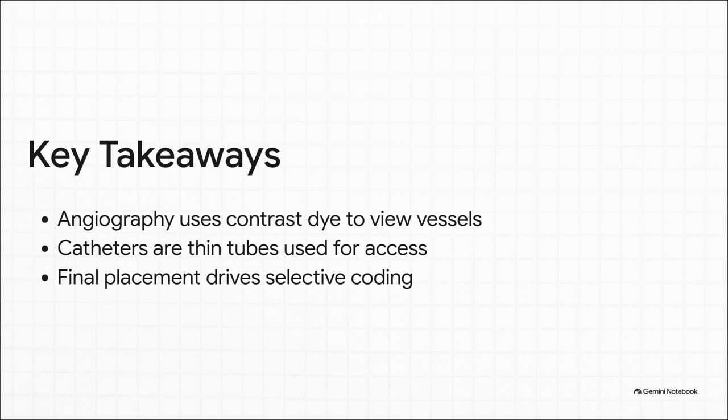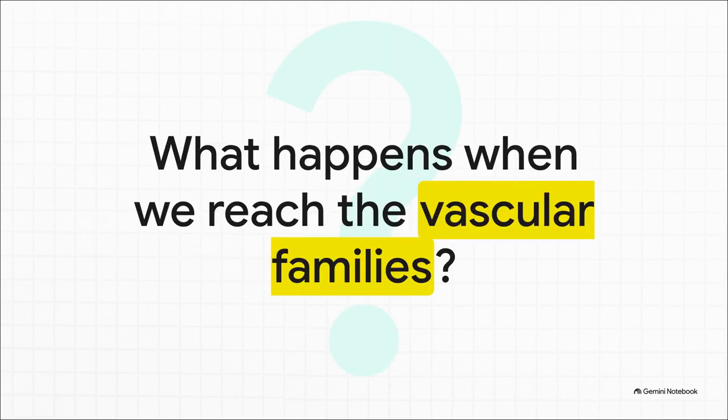Number 2, catheters are your vehicle. Thin tubes introduced percutaneously over a guide wire to navigate the body. And number 3, the coding golden rule. Final anatomical catheter placement is the main driver for accurate selective vascular coding. So you get the vehicle, you get the headlights. But what actually happens when we start driving into completely different neighborhoods?